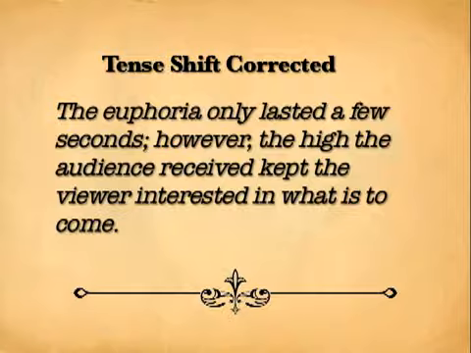So if you're talking about something that's already done, you would say the euphoria only lasted a few seconds. However, the high the audience received kept the viewer interested in what was to come. This might be an instance where you could use present tense and say, however, the high the audience receives keeps the viewer interested in what is to come. So just make sure you're finding a tense that makes sense for what you're doing, and be sure to be consistent throughout.